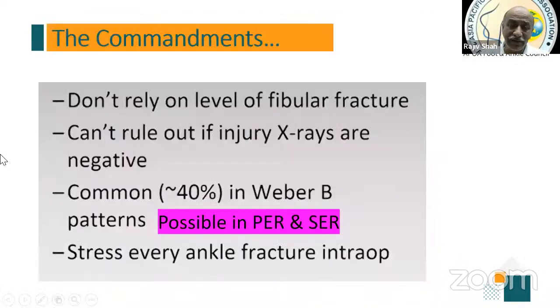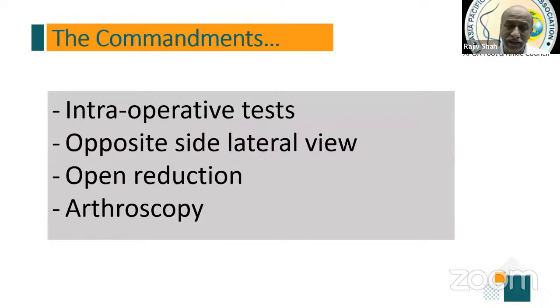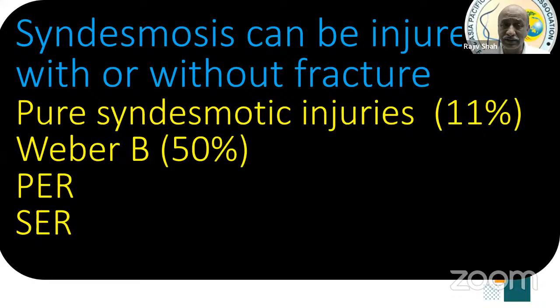So the commandments: don't rely on the level of the fibular fracture. It can cheat you. Even Weber B fractures, 40% of the Weber B fractures have syndesmotic injury. Don't rule it out if injury X-rays are negative. And stress every ankle fracture intraoperatively. These are the commandments to diagnose syndesmotic injury efficiently. And then other commandments are intraoperative test, opposite side lateral view, open reduction, and arthroscopy. So these are the messages with regards to diagnosis of syndesmotic injury.